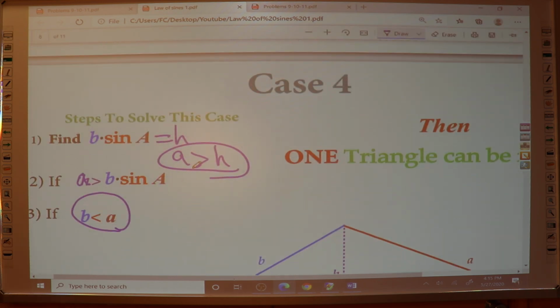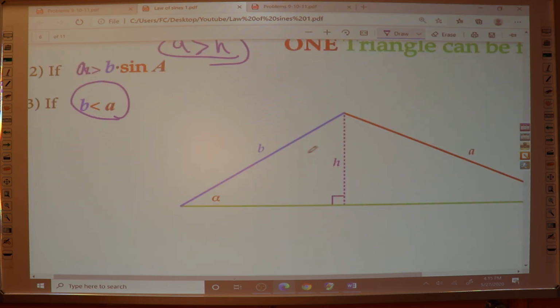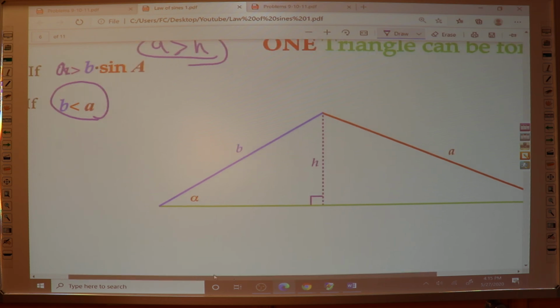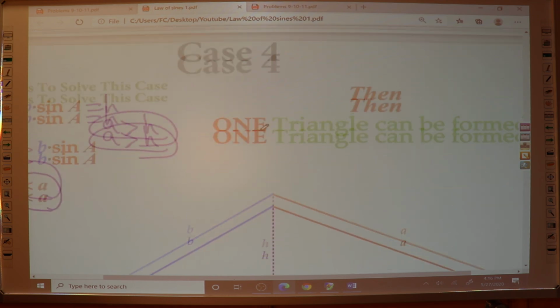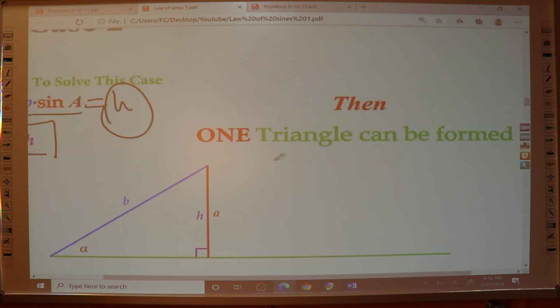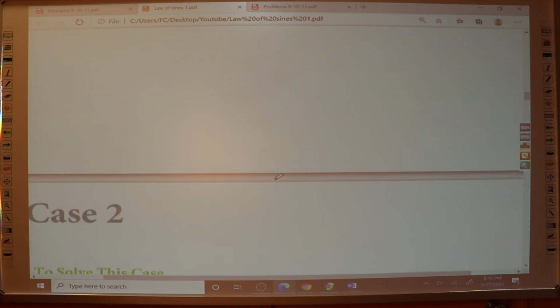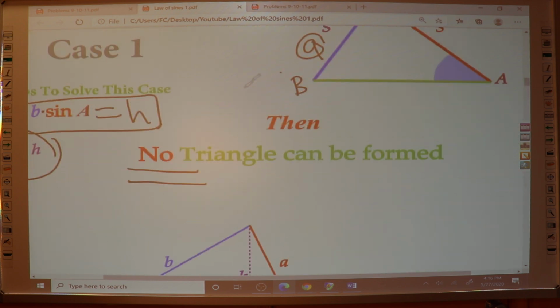In this case, A is greater than H, but A less than B. Look here, greater than B, I mean. Look at the A. A is greater than the height, and A is greater than B, then one triangle forms. These are the 4 cases. I'm going to go over it quickly, and next time I will give an example. This example will make everything clear for you next time.